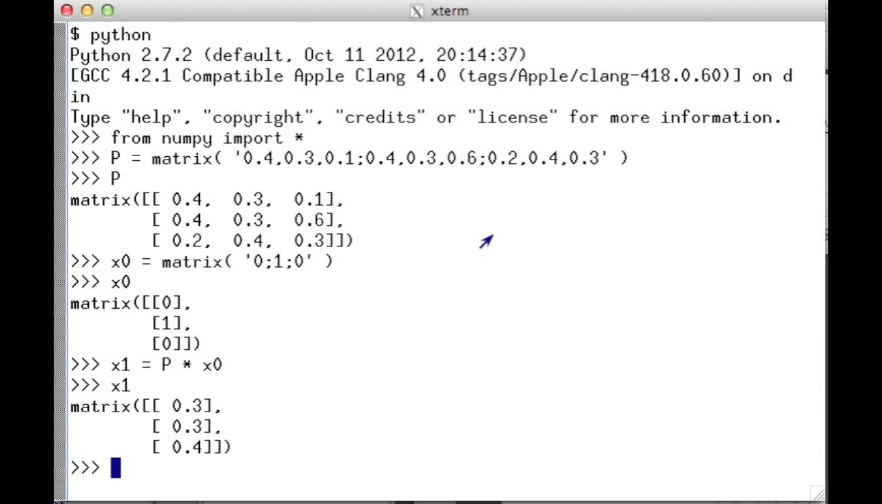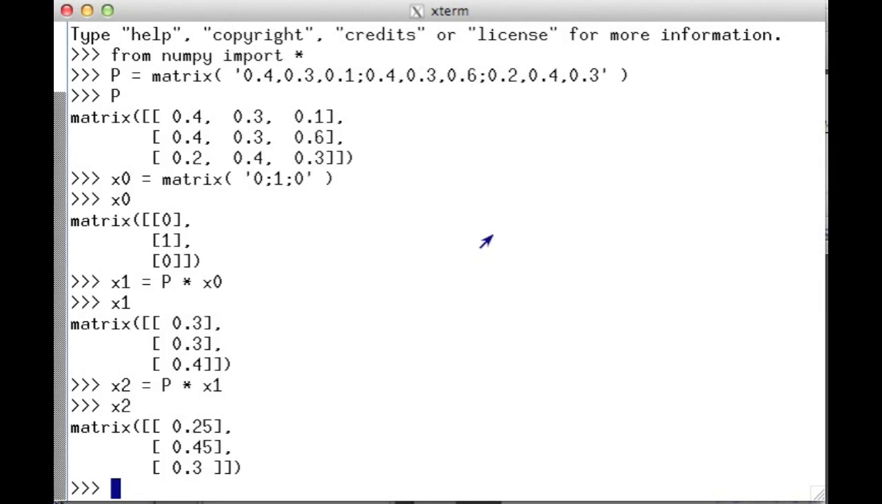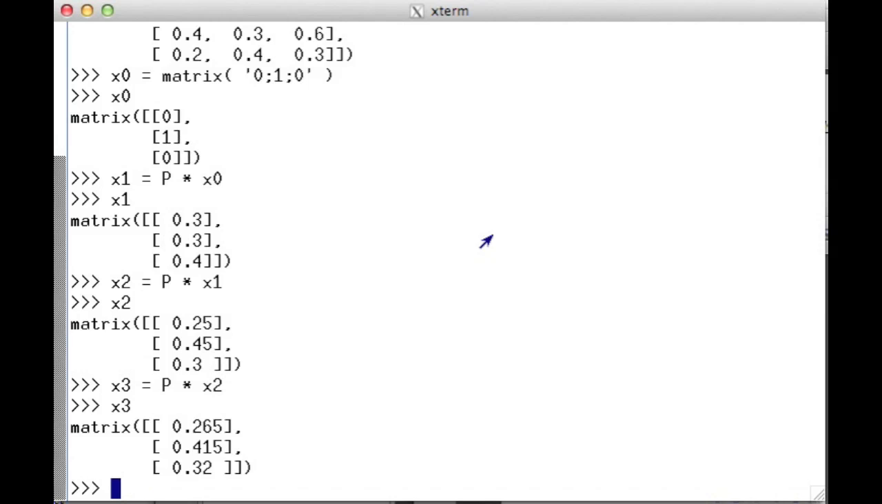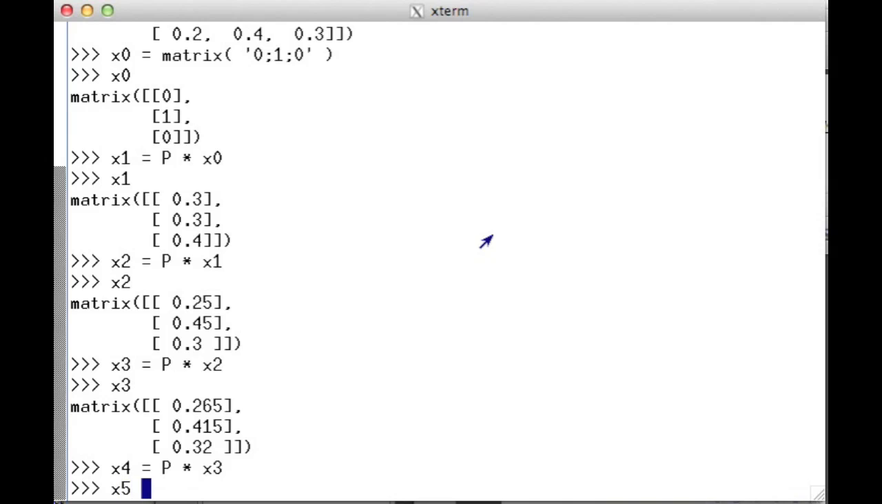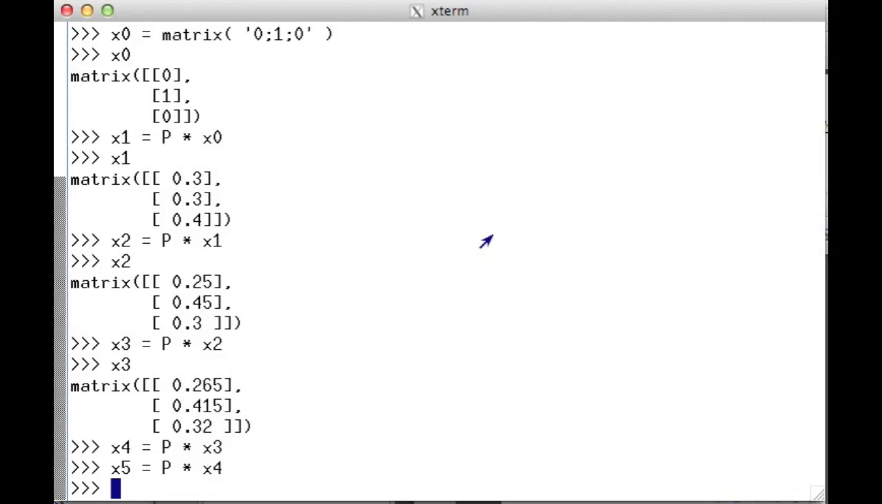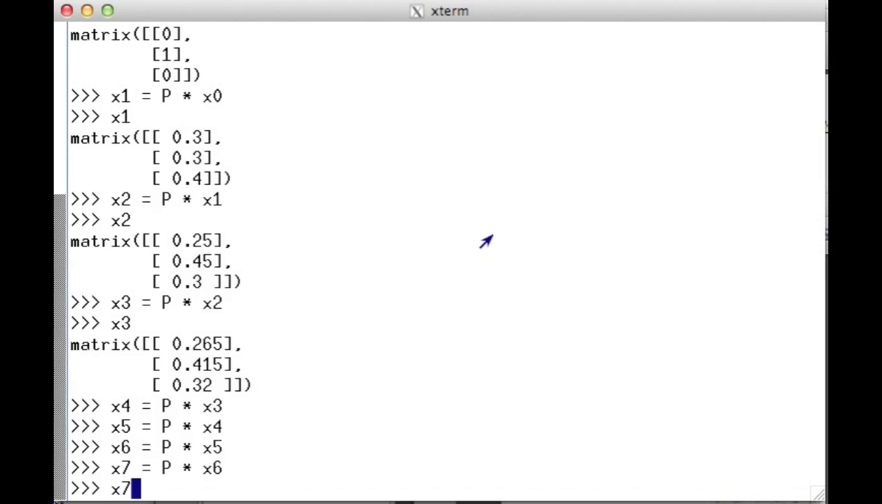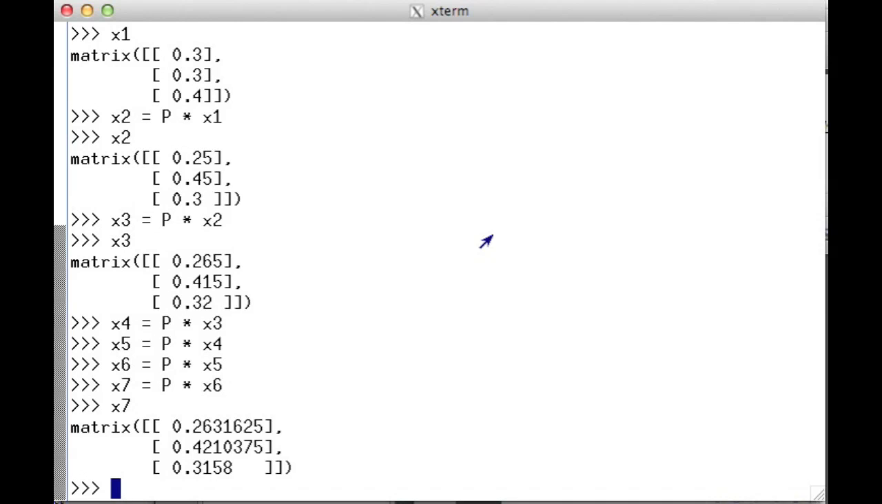Our probabilities for day 2 are P times x1. That's the day after tomorrow. The day after that is x3. And if we want to look at a week from now, what we want is x7. So we can do x4 is equal to P times x3. x5 is equal to P times x4. x6 is equal to P times x5. And x7 is equal to P times x6. And if we then display x7, then we get the vector of probabilities a week from now.